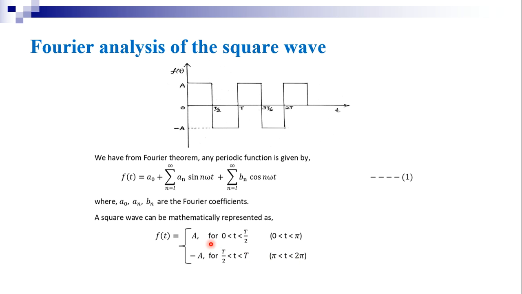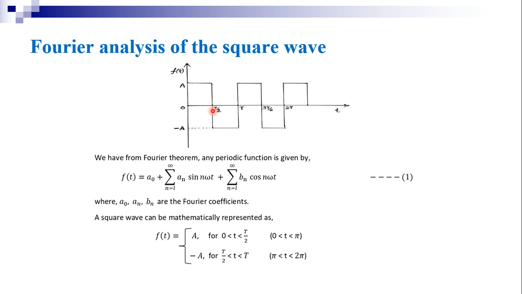Here in the figure you can observe the function f of t is equal to A, that is, the amplitude is maximum for the time between 0 and T by 2. So in this 0 to T by 2 the amplitude is maximum. Therefore this function f of t has a maximum amplitude between the time 0 and T by 2.